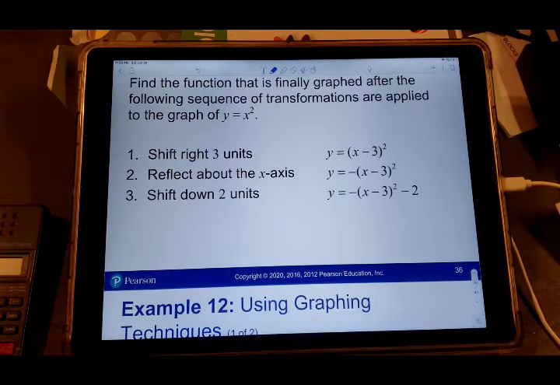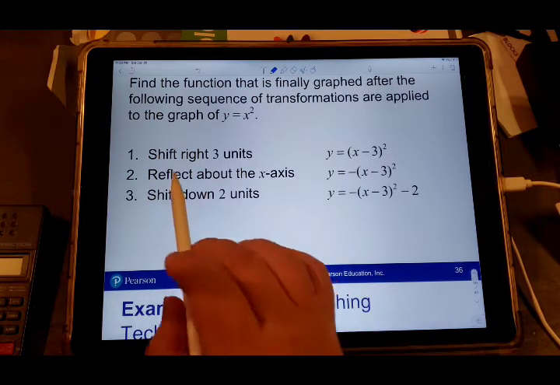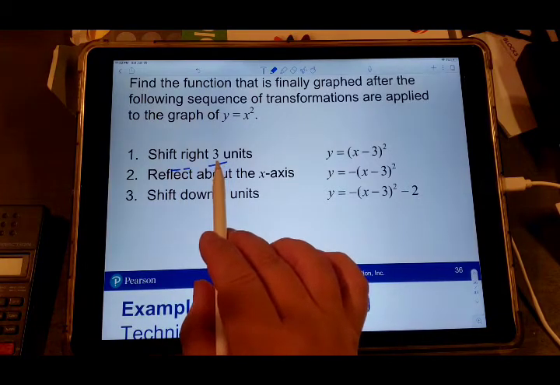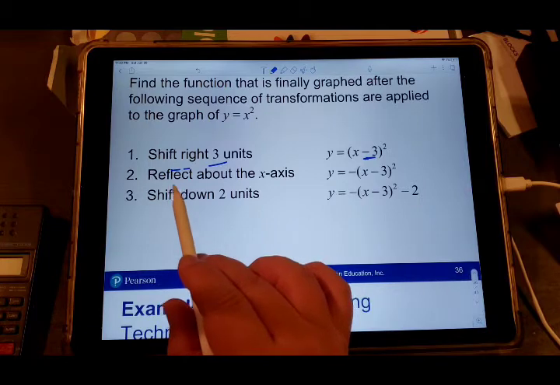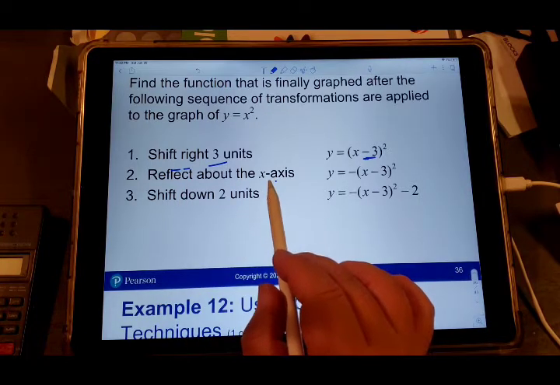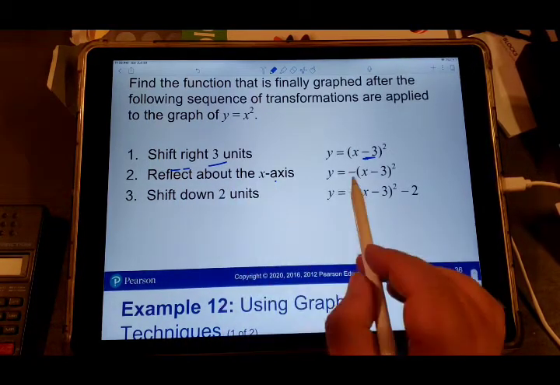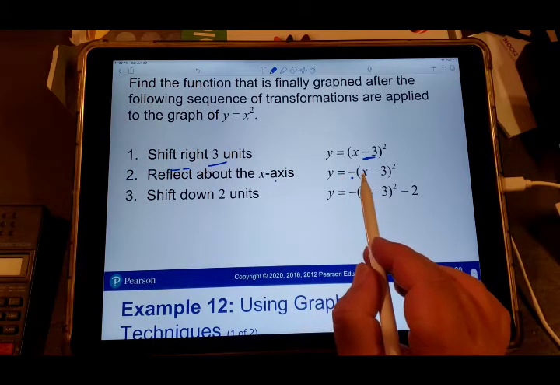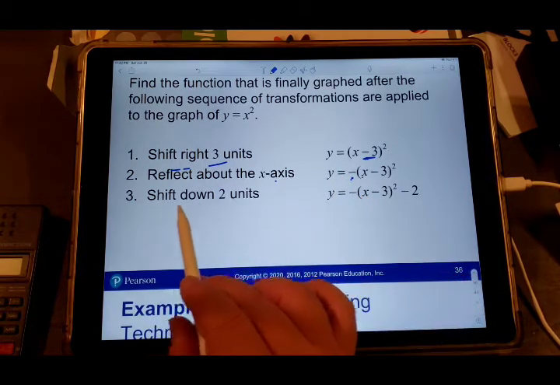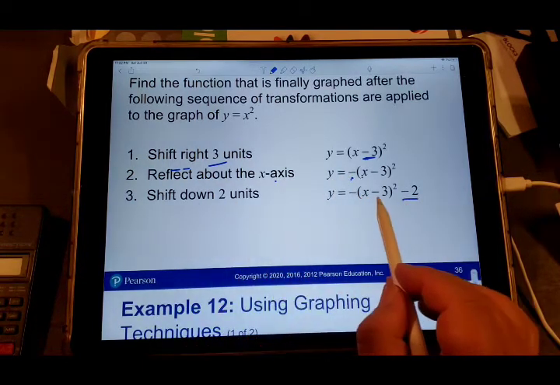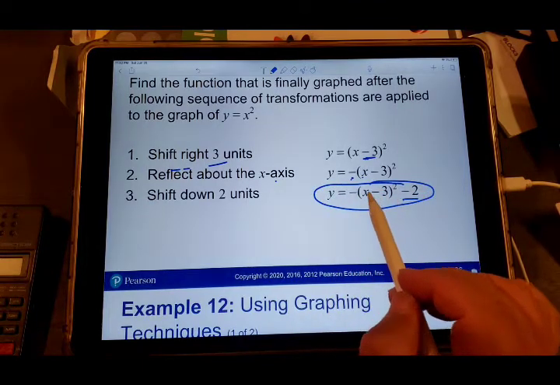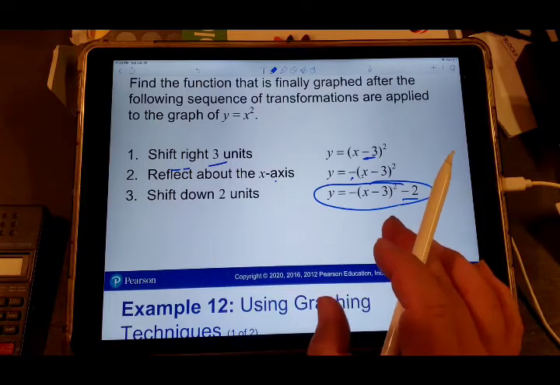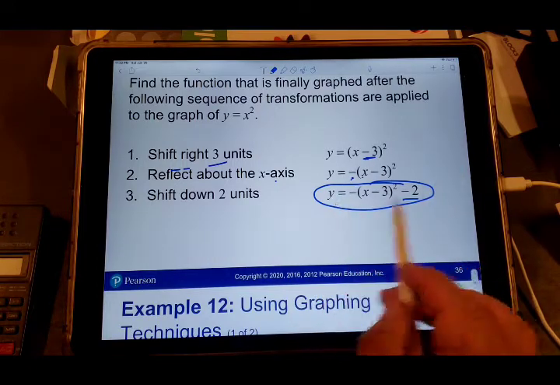You do have at least one question like this where they ask you a series of questions. So you want to shift it to the right by 3 units. That's when you subtract. You want to reflect it about the x-axis. Remember, to reflect about the x-axis, you put the minus sign here, not directly on the x, but here. And to shift it down 2 units. So once all 3 things have been done, you get this new equation.